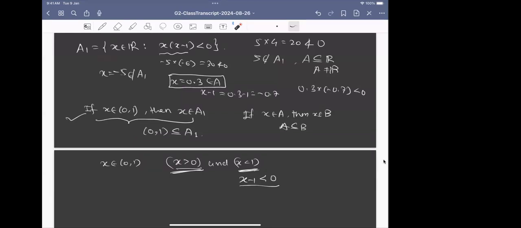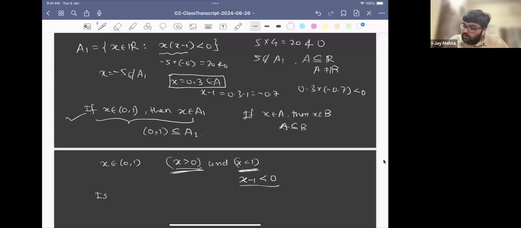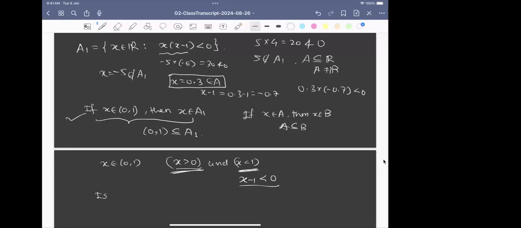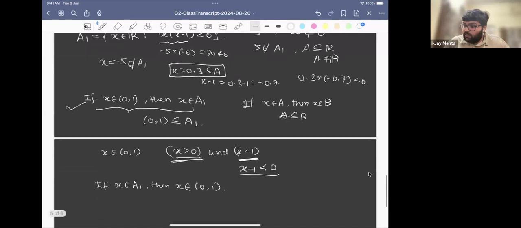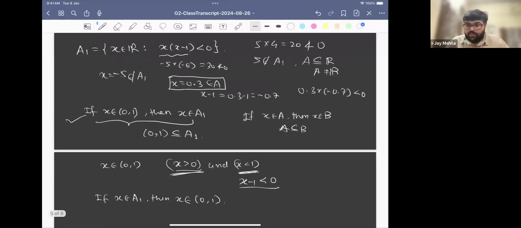The next question is, if x is part of A1, then is x part of (0, 1)? Yes. So if x is in A1, then we have to show that x belongs to (0, 1). Okay, let us quickly go through this proof.